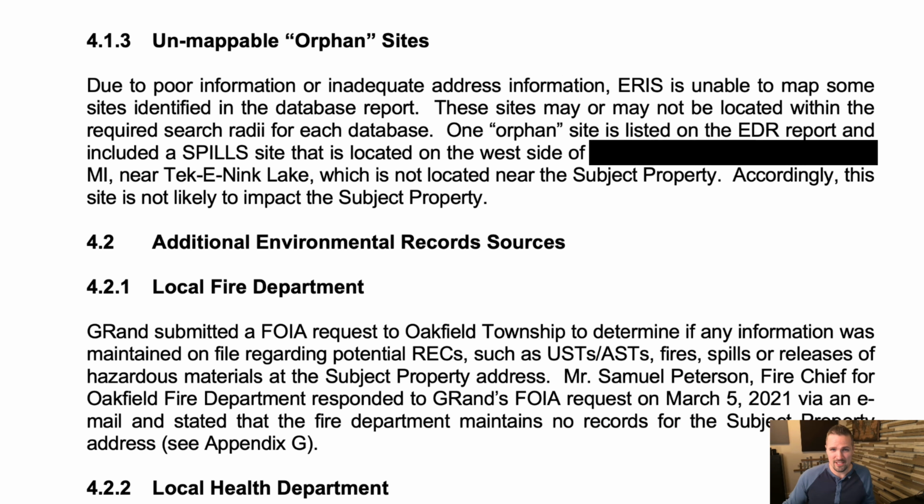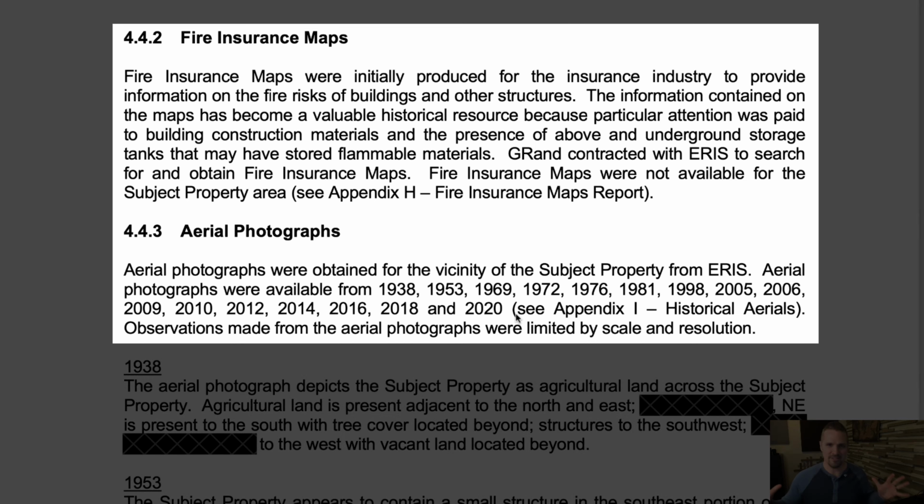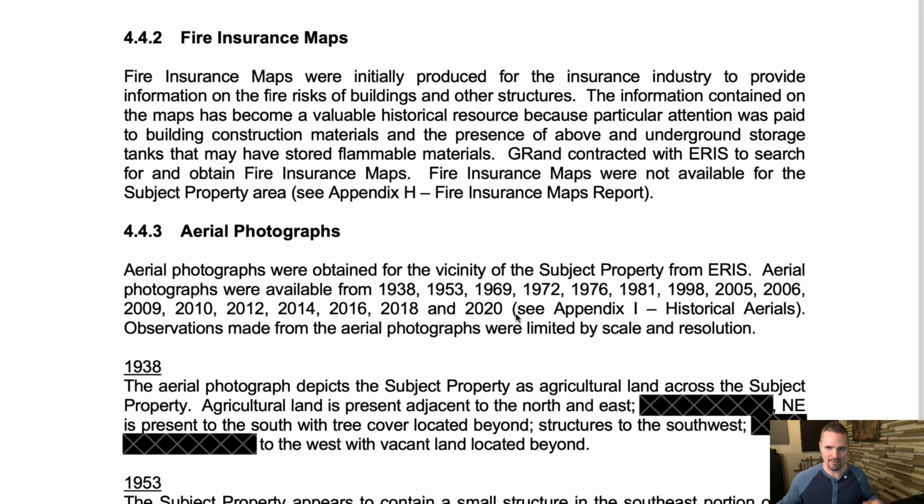Moving on here, physical setting sources. So this is explaining some of the maps and topographic maps that they used to do a lot of this research, which is at the end of this report, which we'll get to in a minute. Historical use information on the property. So this is just explaining what the historical uses were and during which time ranges. And then assessor records. So this is kind of just restating stuff that's already been talked about. Fire insurance maps, aerial photographs. Again, just explaining what maps and data they looked at when evaluating this property.